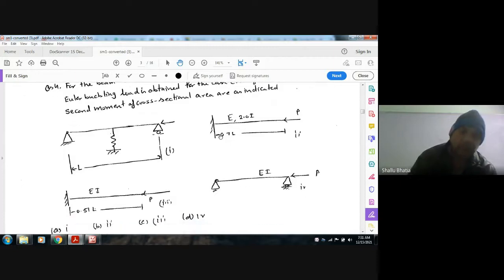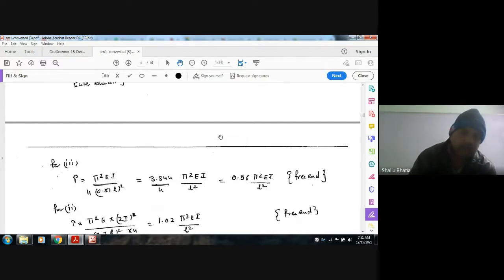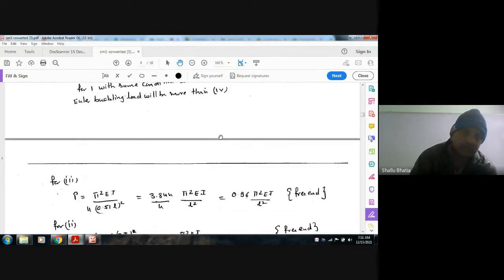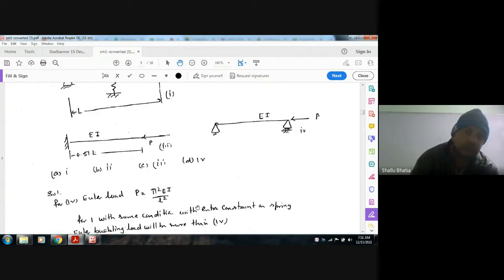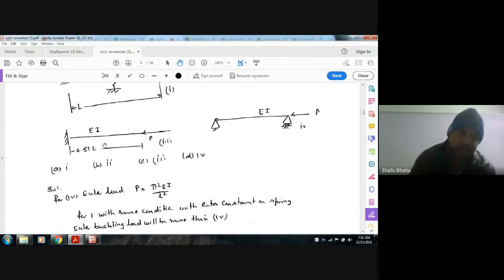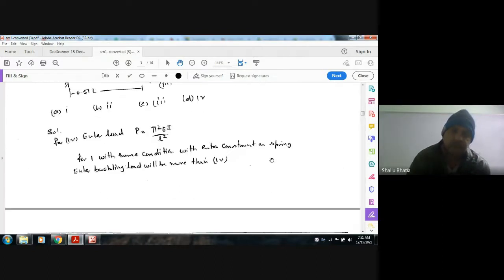For this the inverse load is pi square EI by 4 L square, where L is 0.7 L and I is 2I. So it comes out as 1.02 pi square EI by L square. This is also the case of free end. Here L is 0.51 L and EI is EI. By putting this we get 0.96 pi square EI by L square. This is also free end.